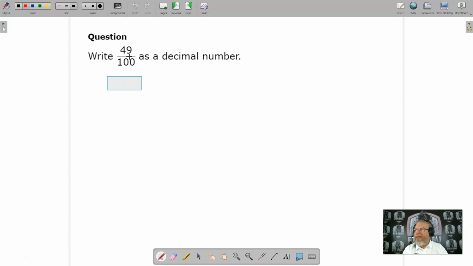Next question, write 49 over 100 as a decimal. Well, in this case, our denominator is already a multiple of 10, right? So we could go ahead and put our 0 point, and then we're looking for 100ths. So we stop at the 100ths place, 100ths, and there are 49 of them. There's just enough spaces there to put in that 49. So in the end, we're going to end up with 0.49.